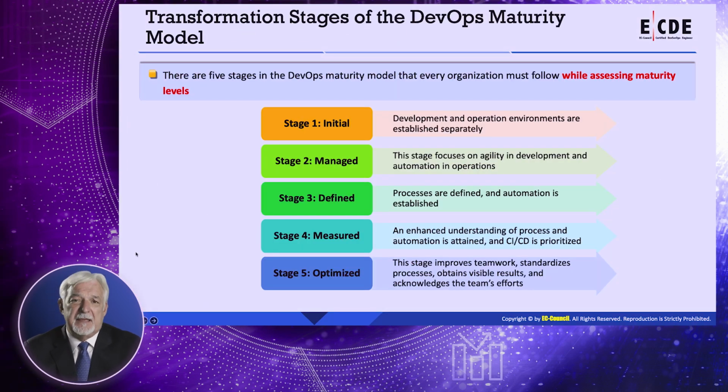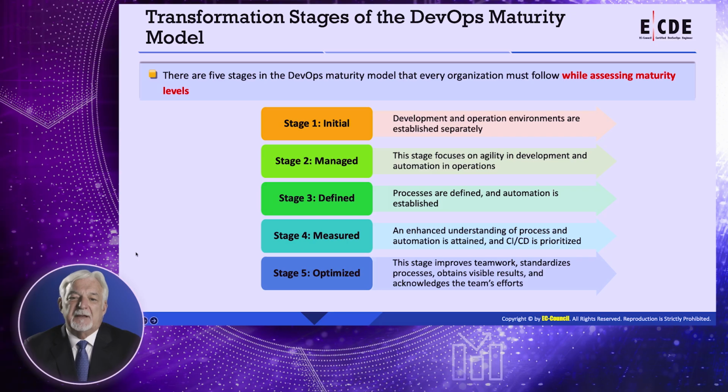And of course, like any kind of improvement model or stages model, the DevOps maturity model has its stages as well. Basically, there are 5. It's what every organization has to follow while assessing the maturity levels of their DevOps program. Number 1 is the initial stage. Here, development and operation environments are separated or established separately. It means they're not really connected very well.